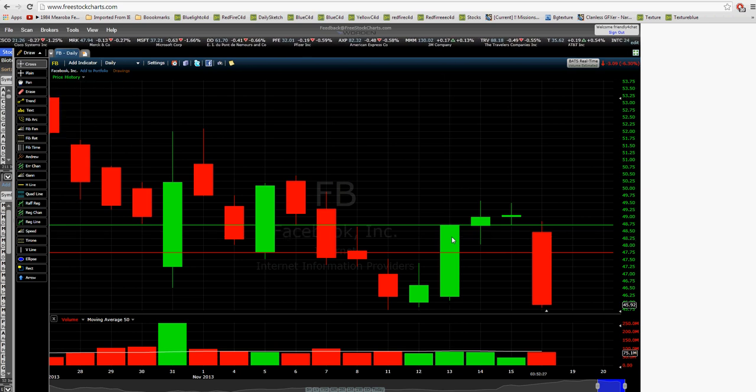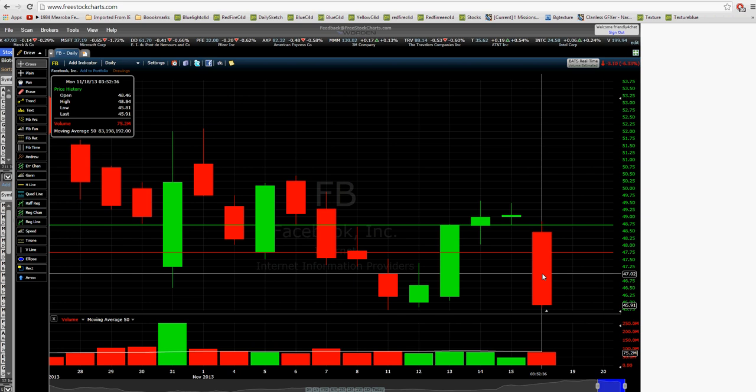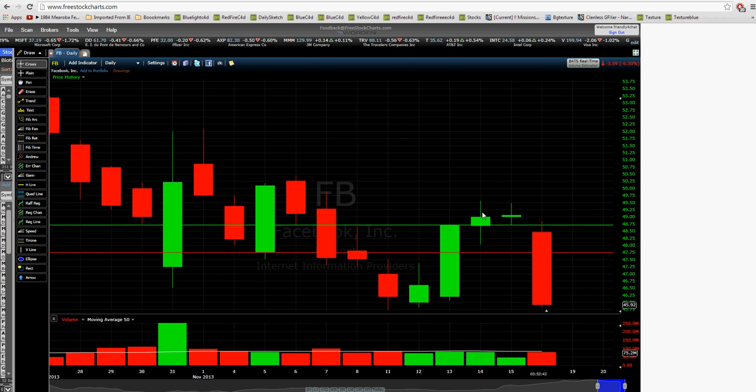Okay, so we go to the chart again and we try to put this 47.74. Okay, you put it here, we go and you put 47.74. This is your stop loss, and you see in the chart it's like this.